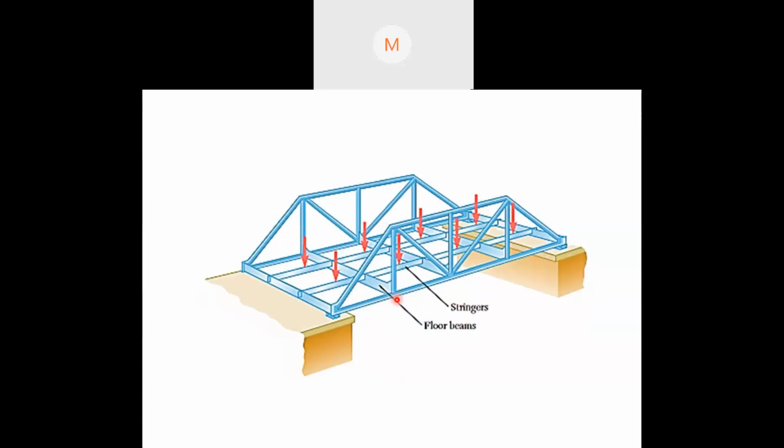Okay, so after that, here also these are floor beams. Why floor beams? Because we will put the floor panels here, right? Then only cars can travel over this truss.